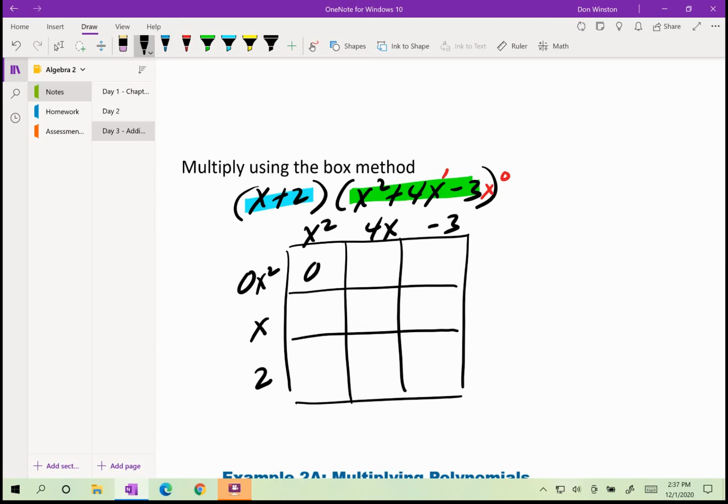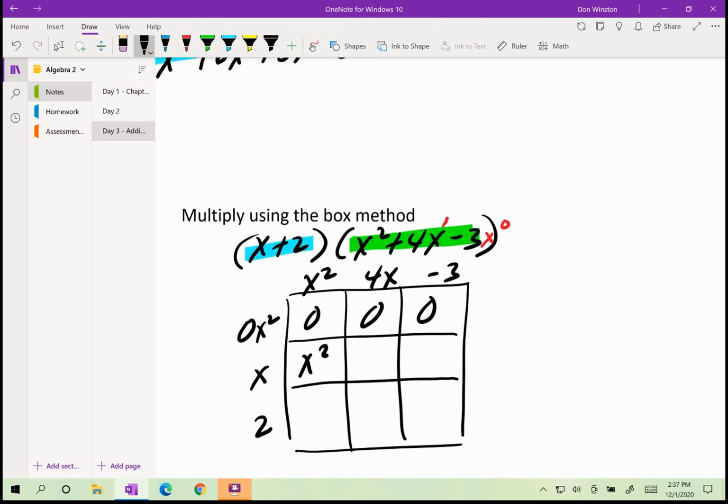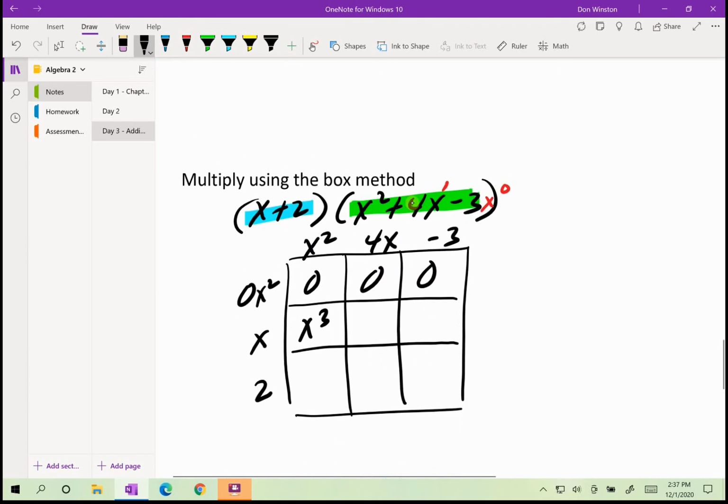So all of this row is going to be 0. 0 times anything is 0. x times x squared would be x cubed. x times 4x would be 4x squared. And then x times negative 3 will be negative 3x. And then 2 times x squared will be 2x squared. And 2 times 4x will be 8x. And then 2 times negative 3 will be negative 6.